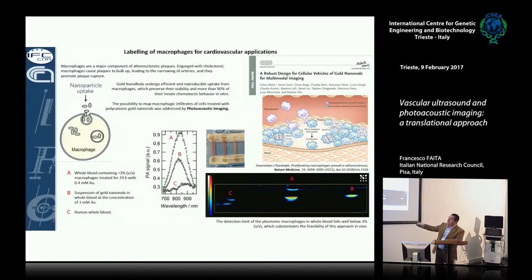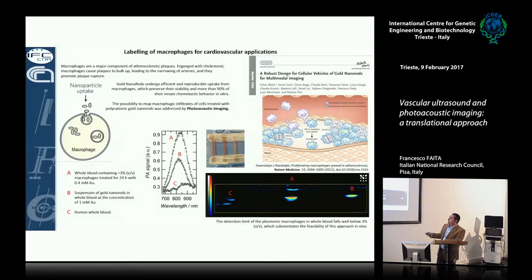This is the spectra obtained with the photoacoustic technique, and you can see this is the blood with the typical fingerprint of the hemoglobin in this range of optical absorbance, while both the blood with gold nanorods and the blood with the macrophages with embedded gold nanorods show a great peak at 840 nanometers, which is the resonance peak of gold nanorods.